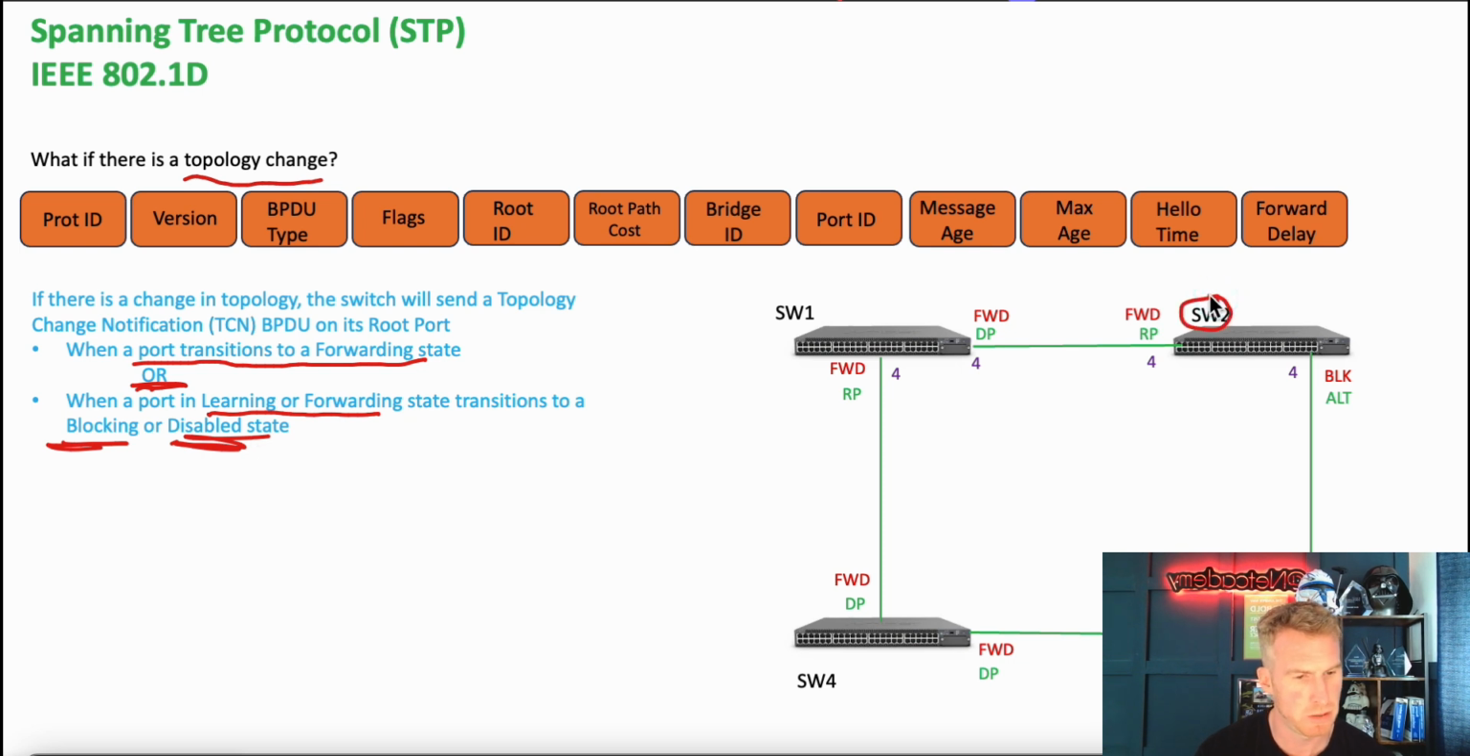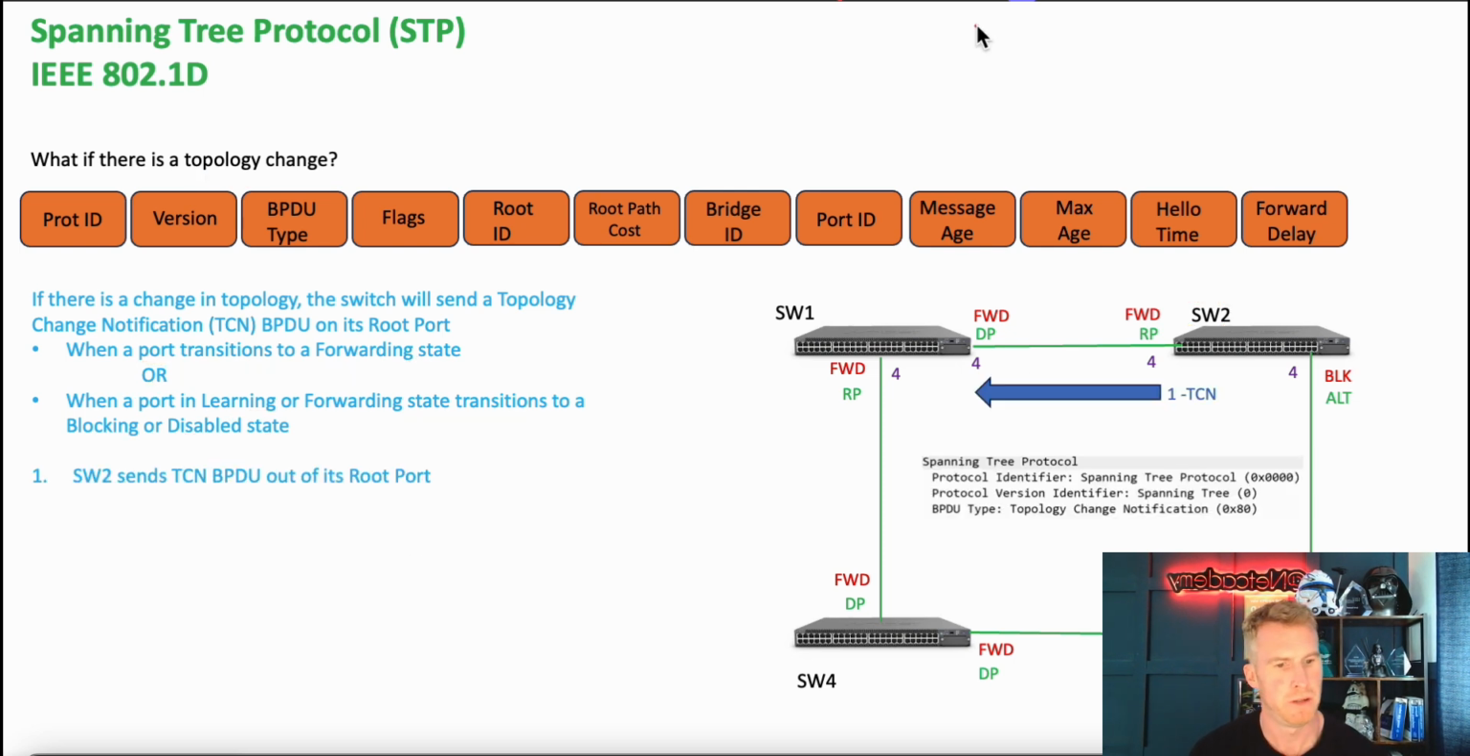So if we look at it from SW2's perspective, if this interface here suddenly, or this interface here suddenly changed state and this moved to a forwarding state, that would be a topology change, and that would then mean SW2 would take action. What action is that? I've already gone through this, but this is going to be a bit of a nicer slide. Well, first and foremost, SW2 has seen that there is a topology change, and as such, as I've already gone through, it is in its BPDU type going to define this as a topology change notification.